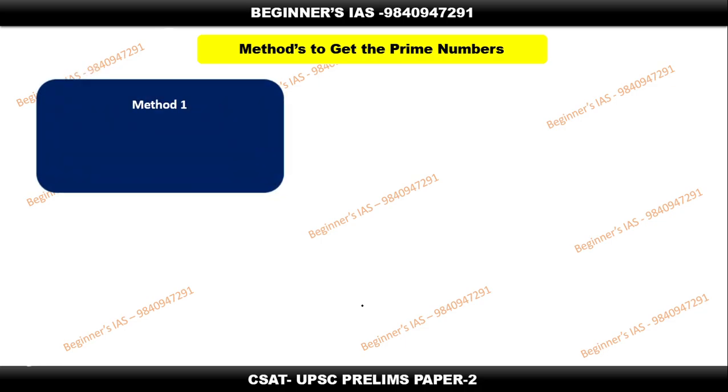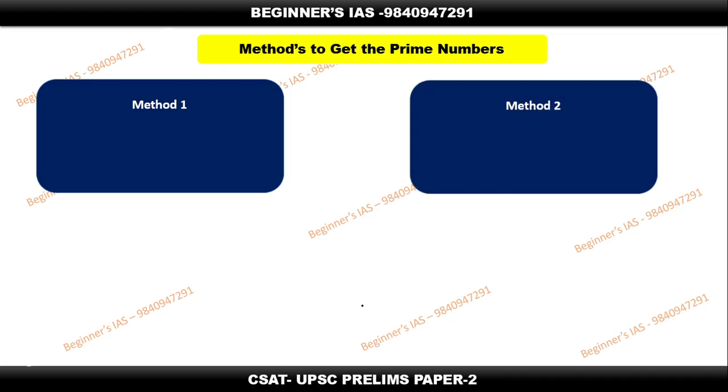One method is a direct method. The other method is a simple method. You need to understand. Let us talk about the methods first. So method 1. Listen carefully. If a number can be expressed in the form of 6n plus or minus 1, then it is called a prime number. Apart from 2 and 3, prime numbers can be expressed in the form of 6n plus or minus 1. So let us see those numbers.